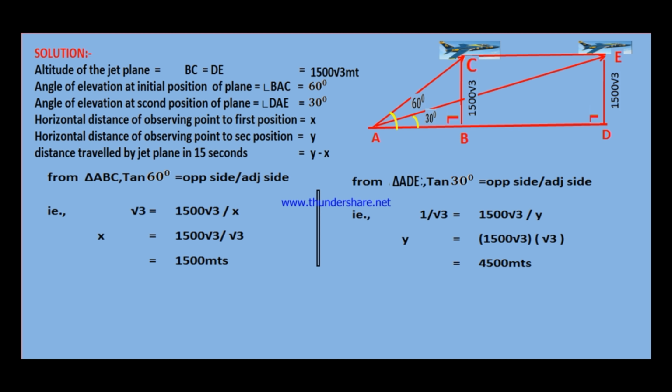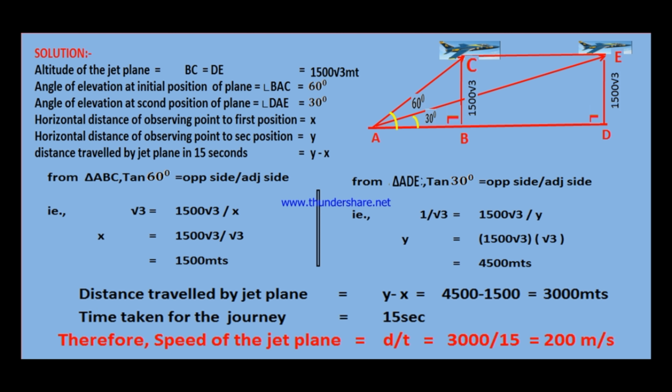This is the y value. Now we have the x value and y value. Therefore the distance travelled by the plane in 15 seconds is y minus x.